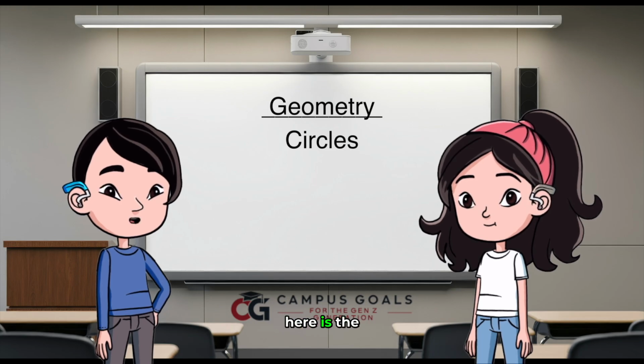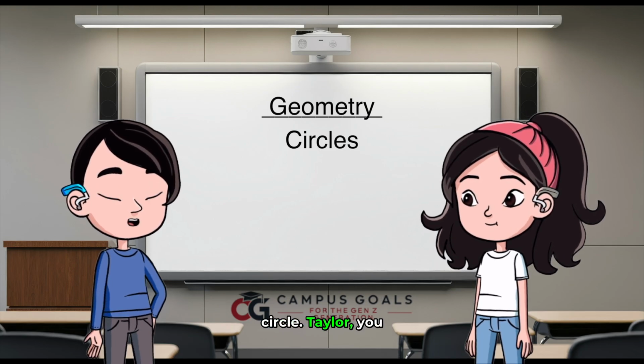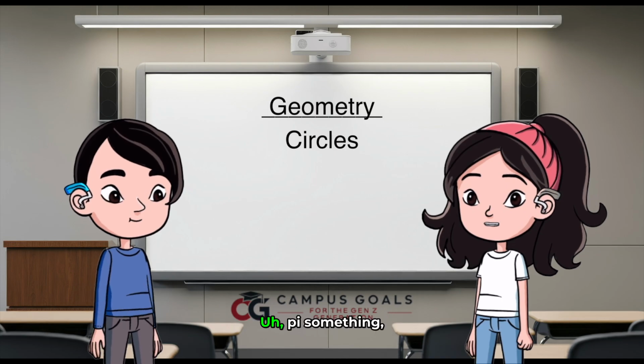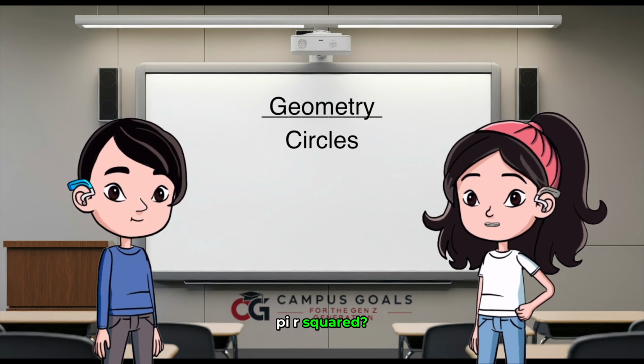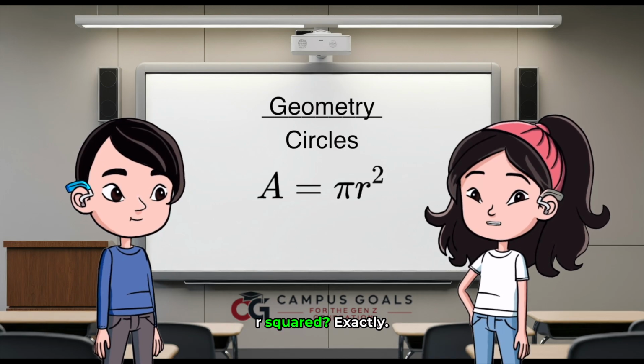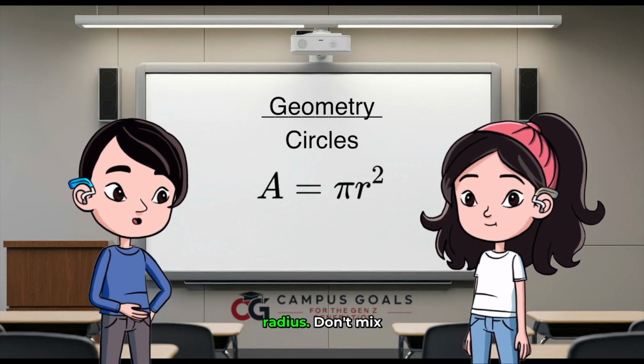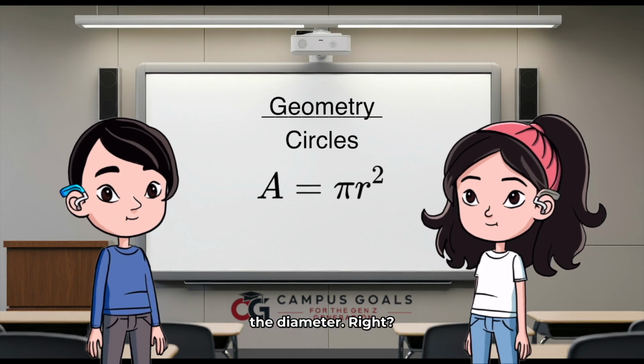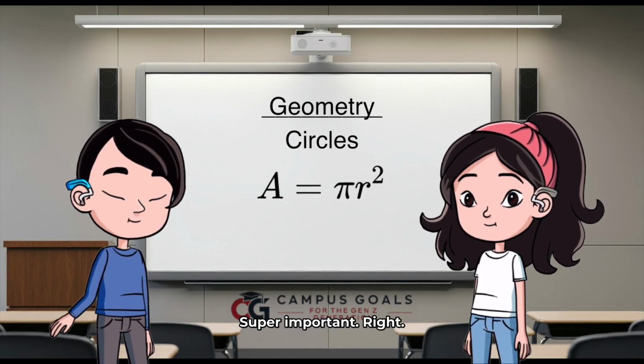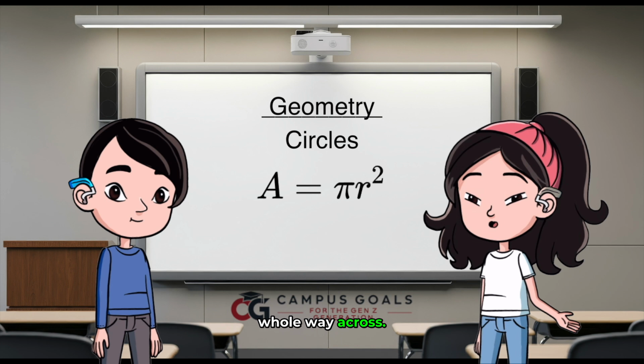The big kahuna here is the area of a circle. Taylor, you remember the formula? Pi r squared? A equals pi r squared? Exactly. A equals pi r squared. Remember, r is the radius. Don't mix it up with the diameter. Super important. Diameter is the whole way across.